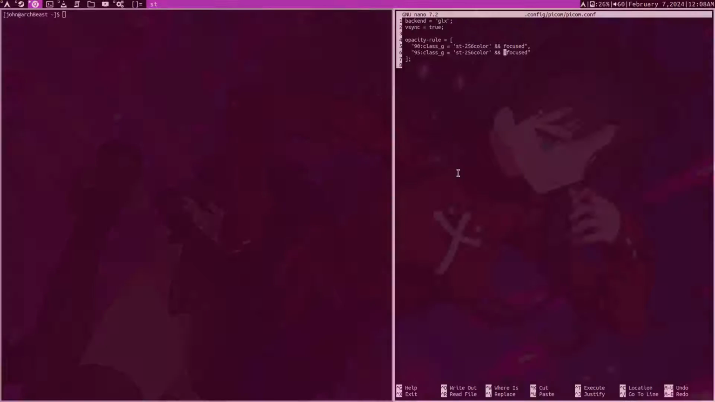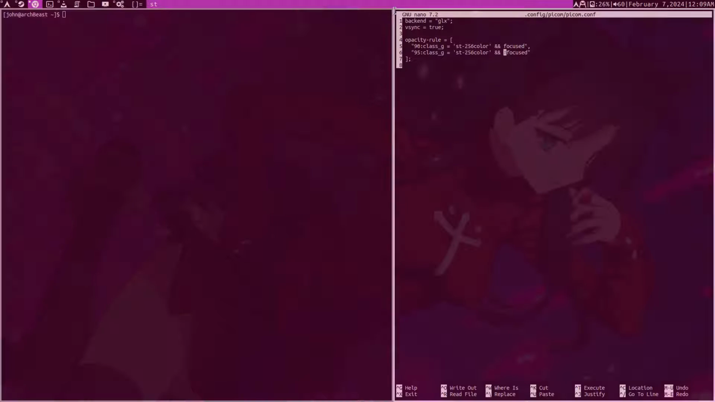So if I hover the mouse, we can see that this window is focused now. So it is more transparent, right? Because it's at 90 and it's getting closer to zero, right? And the inactive window is less transparent because it's getting closer to 100.